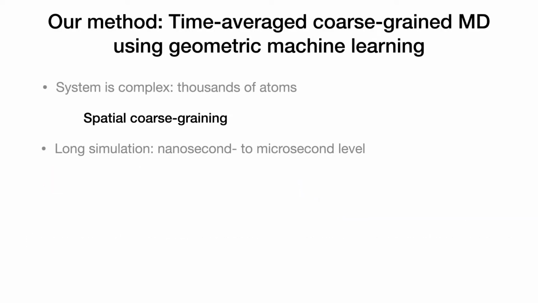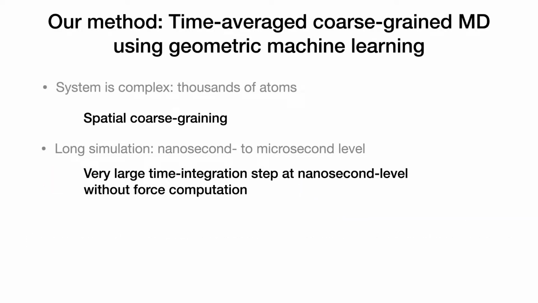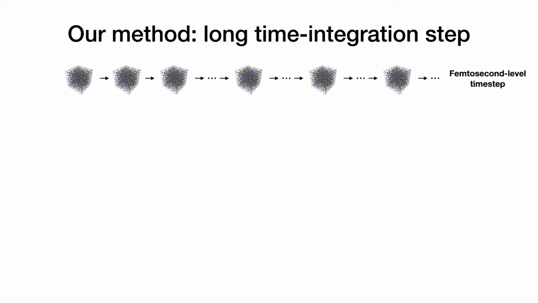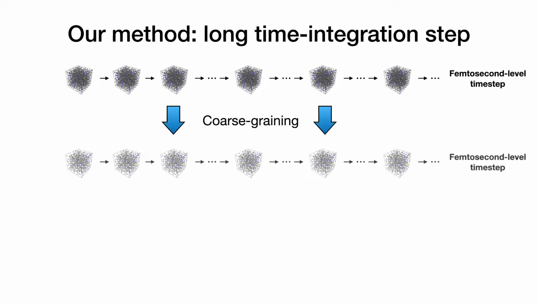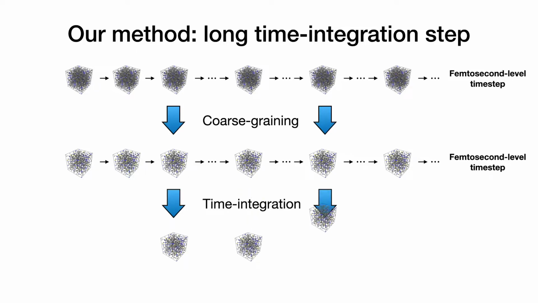Next, we introduce the temporal coarse-graining, large time integration. Spatially, we use coarse-graining. Temporally, we use a very long time integration step to speed up simulations. Given ground truth MD trajectories with femtosecond level time integration steps, we first apply coarse-graining to obtain the coarse level states. Then, we downsample to obtain a trajectory of lower temporal resolution with a very large time integration step. These time-integrated CG-MD trajectories will be the data that our learned simulator aims to model.